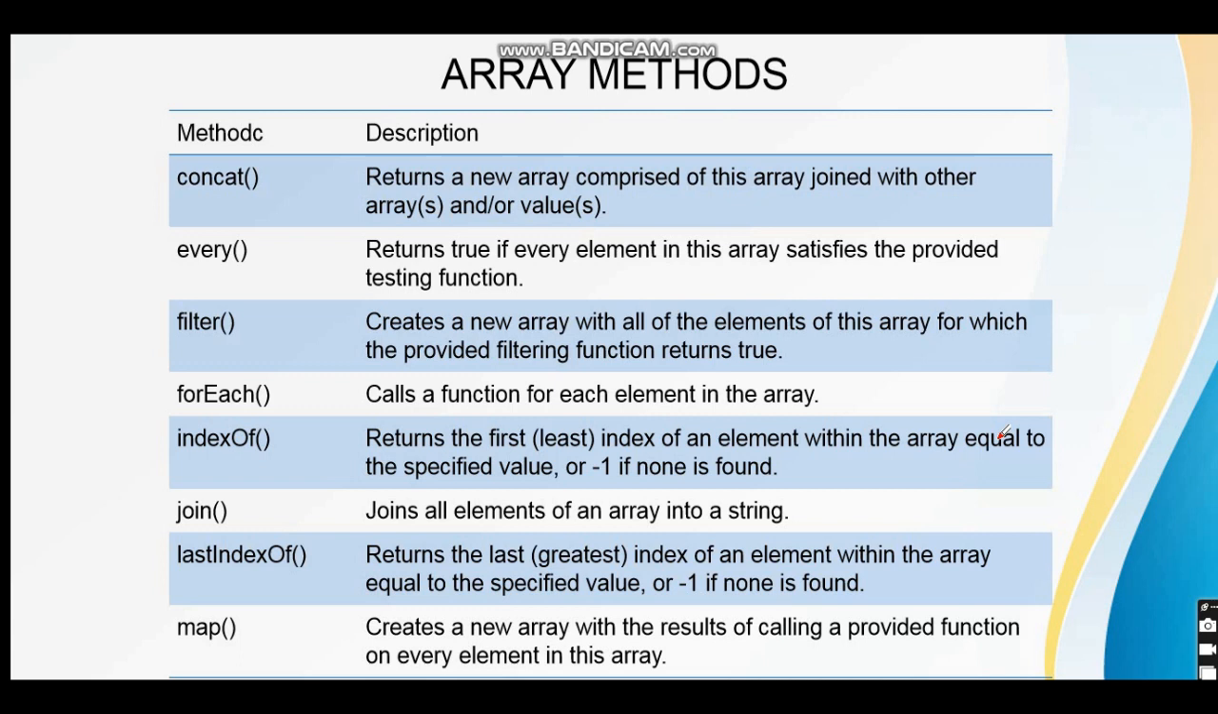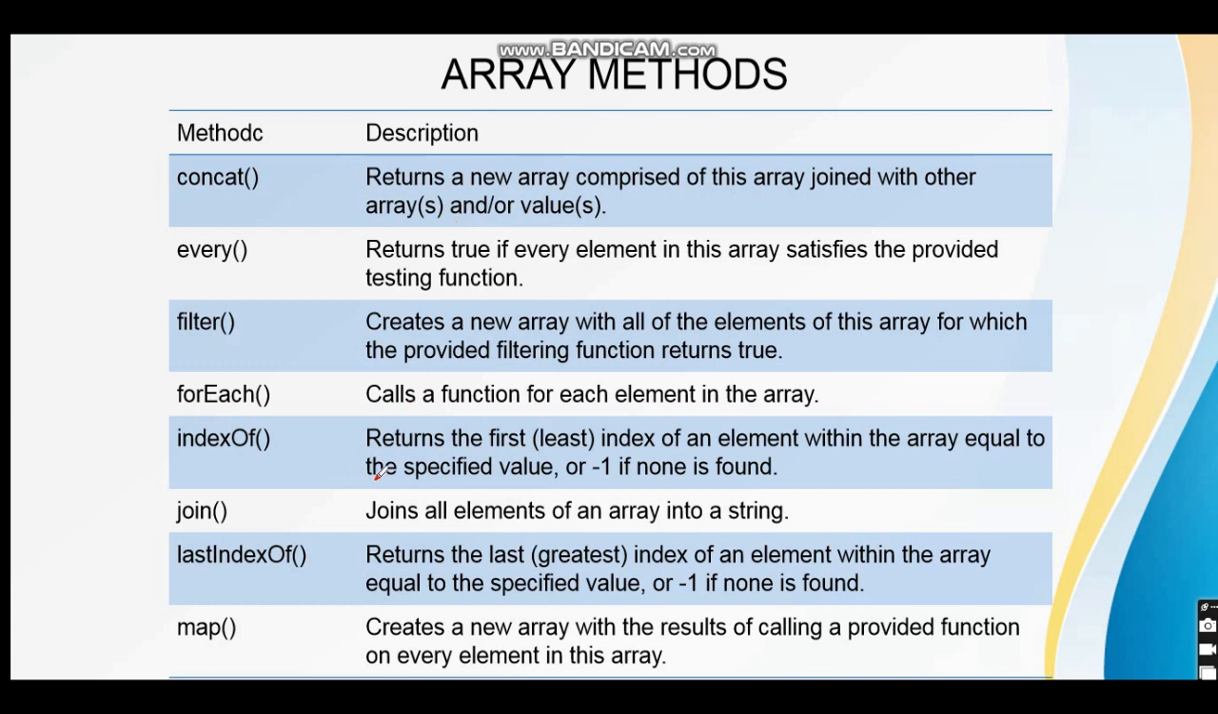So these are the array methods, like concat, every, filter, forEach, indexOf, join. Okay. concat means it returns a new array comprised of this array joined with other arrays.